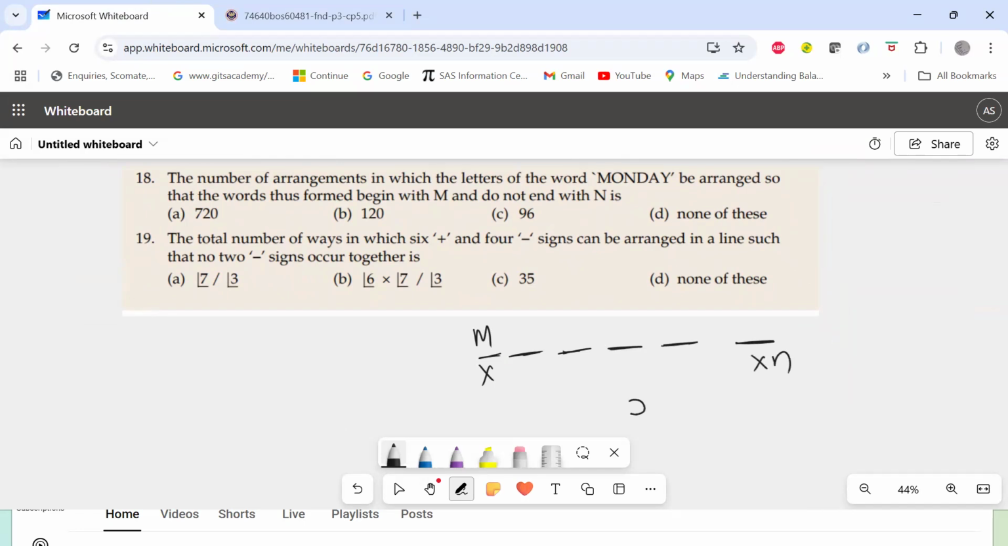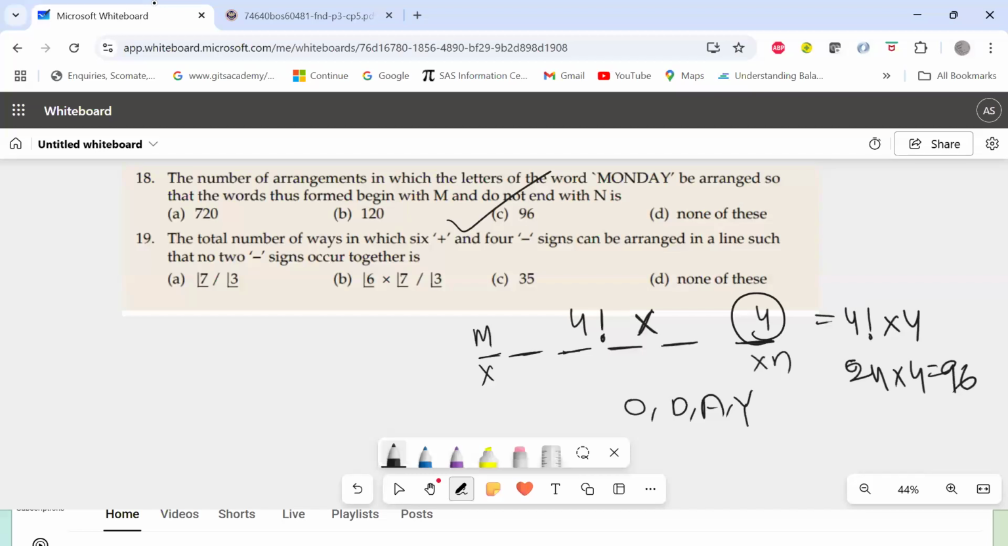So how many letters are left? O, D, A, or Y. Any of the four letters can come here. Okay, this is fixed. So now you have four places and four letters, and they will come in 4 factorial ways. So the total number of ways this can happen is 4 factorial into 4. 4 factorial is 24, into 4, it would be 96.